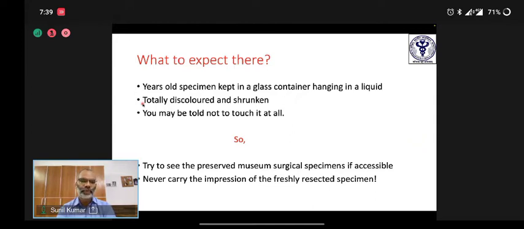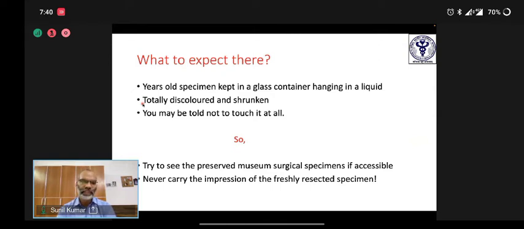So yes, there are ways to identify that, but if they are very old and very discolored, or maybe to the extent of disintegrated, you may have trouble. And most of the time we will be asked just to see it from all around, and not to touch it at all. So what you are going to do? You know that three things are going to be there, what I mentioned earlier.